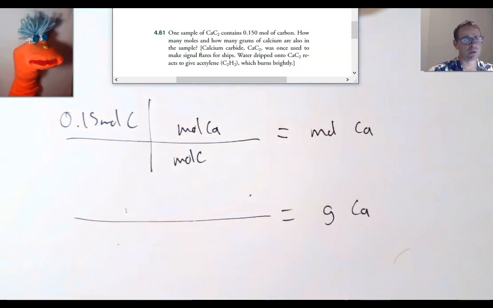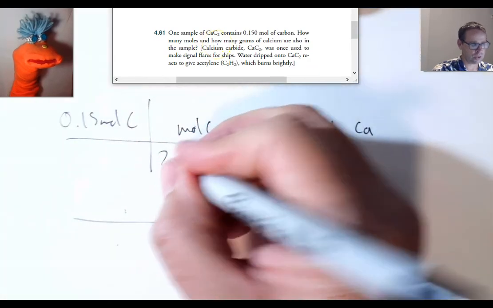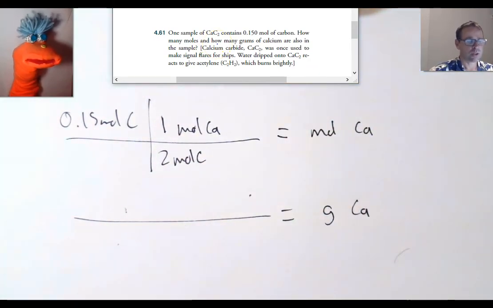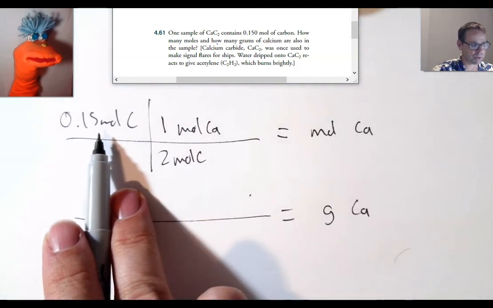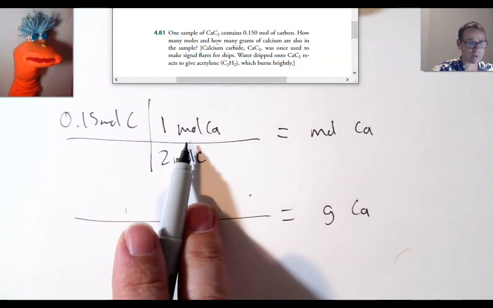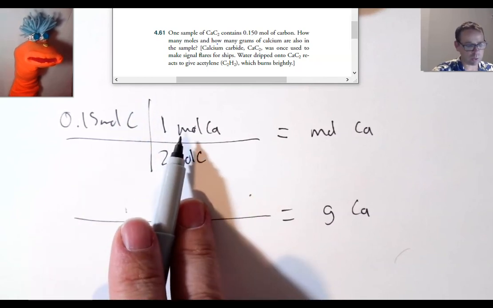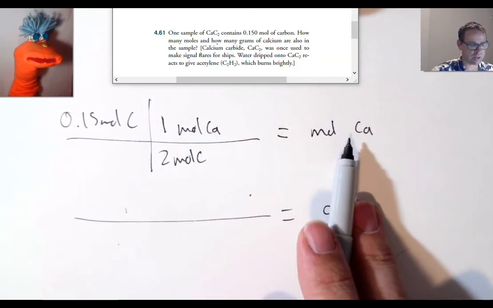Isn't that what the chemical formula tells you? You mean this thing up here? Yeah, 2 C's for every 1 Ca. Very good. 2 moles of calcium carbon for every 1 mole of calcium. So if we have 0.15 moles of calcium, then there's half as many moles of carbon. We can solve for that.